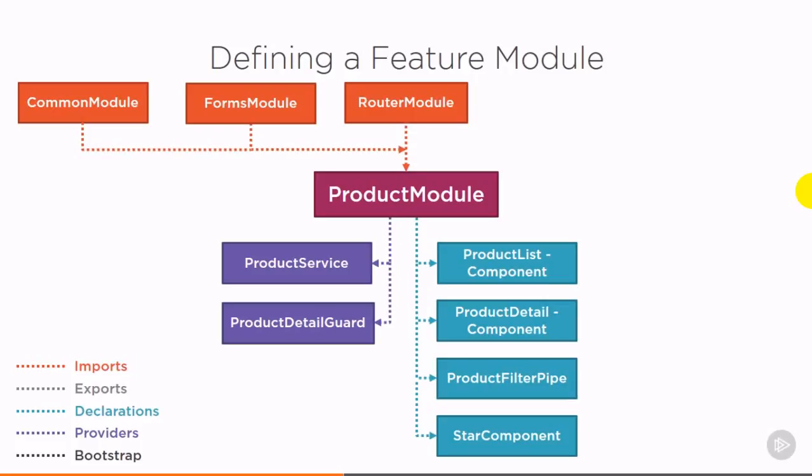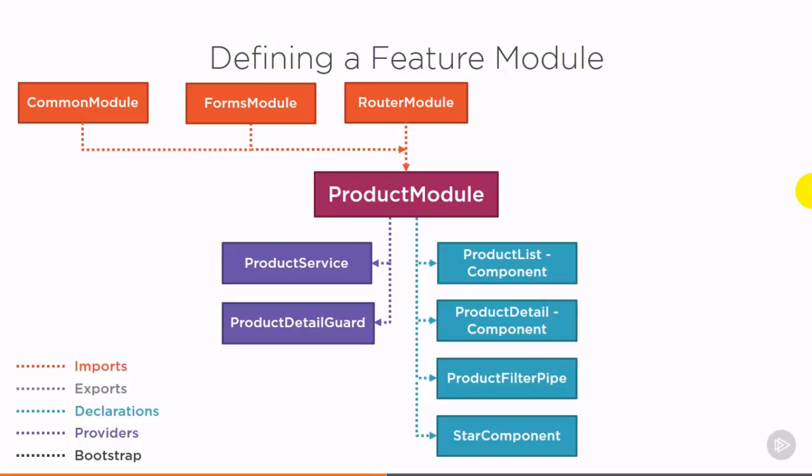So even though these module level services are available application-wide, we include them in the product module and not the app module to keep the code better organized and easier to find. Our feature module is looking pretty good here, but how do we use it? Now that we've removed these features from the root application module, how will the application find all of these features?